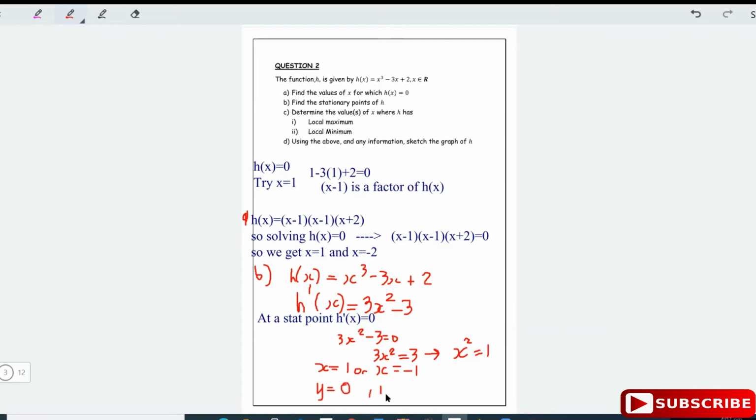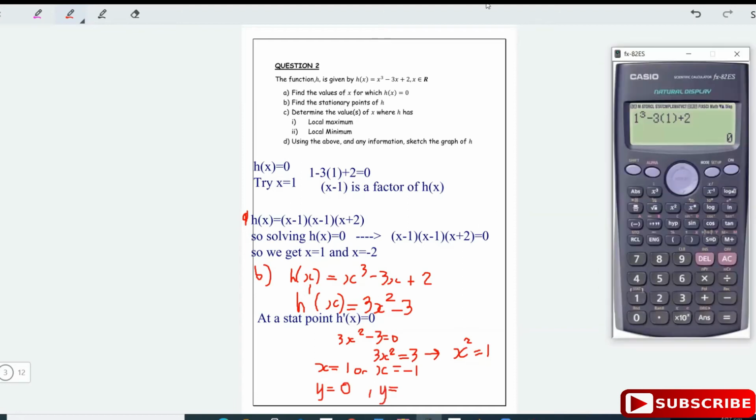Or when x equals negative 1 now, I need to realize what I get right here. So let me see what I get. I'm going to plug it in now to see what I get.